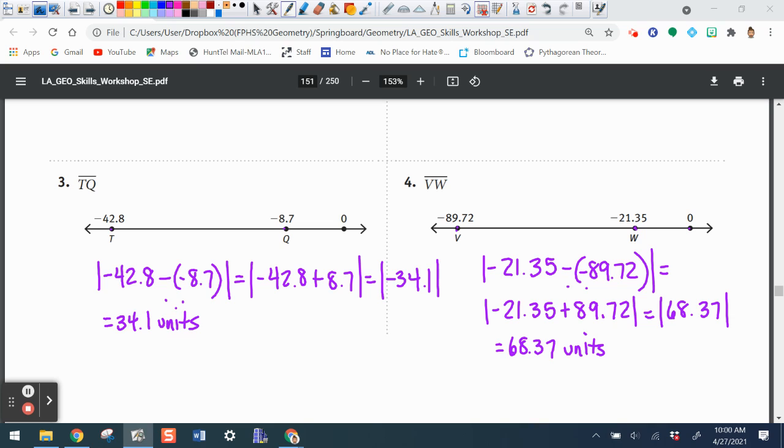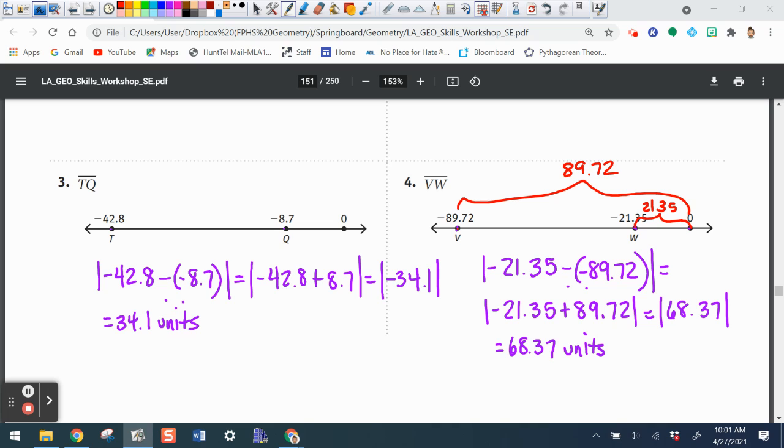Now, the other method I want to show here, because it's going to really tie into the next segment we're going to look at, pun intended, is how we can utilize the distance from 0 even when 0 is not between points V and W. So the first thing I'm going to do is find the distance from V to 0, which, how far is negative 89.72 from 0? Well, it's 89.72 units. And then we're going to do the same thing with W to 0. So W to 0, how far is negative 21.35 to 0? Well, none other than 21.35.